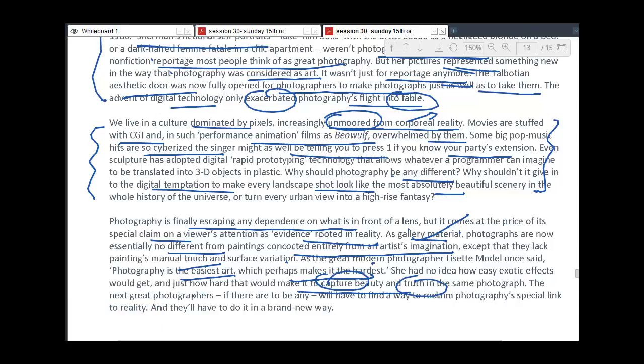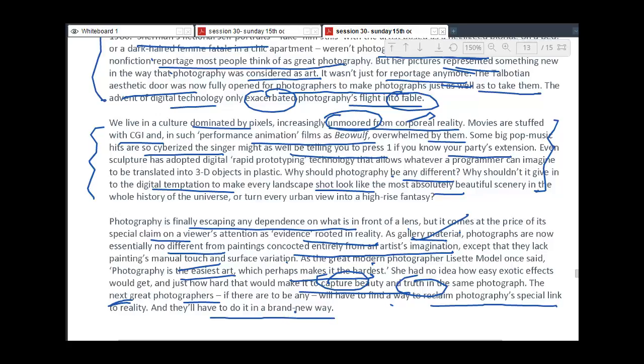The next great photographers, if there are to be any, will have to find a way to reclaim photography's special link to reality. The author says basically that photography has become too much fictionalized, and they have to reclaim the link to reality. Means what? They have to bring back photography to reality. That means what? Photography should be about what is real and not what is fictional, correct? And they will have to do it in a brand new way.